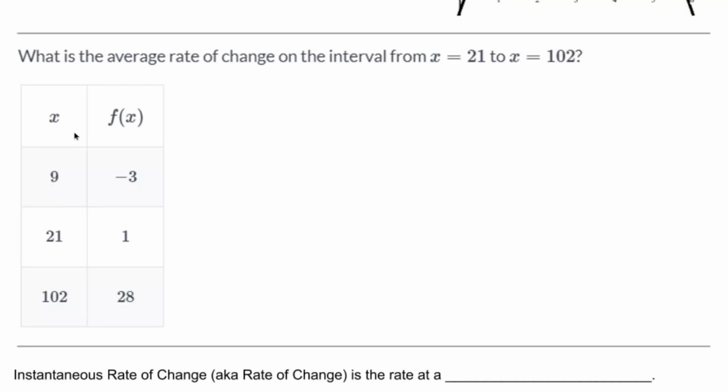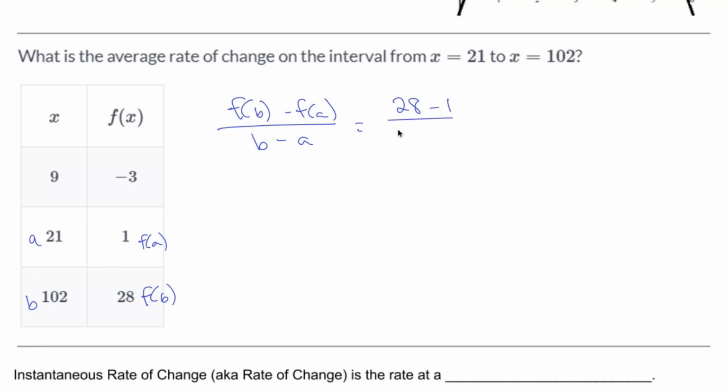All right. Well, I care about 21 to 102, so you would be my a and you would be my b, which means you would be my f of a and you would be my f of b. So f of b minus f of a over b minus a is my formula. f of b is 28. f of a is 1. b is 102. a is 21.